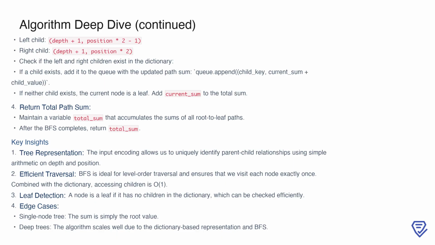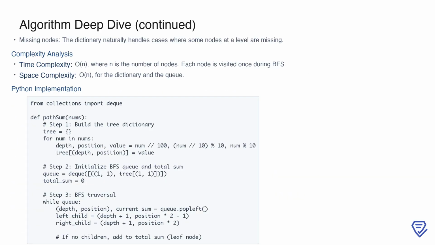This approach ensures that we only visit each node once, and we efficiently compute the total path sum by keeping track of the running totals. Once the BFS traversal is complete, we return the total sum of all root-to-leaf path sums. The algorithm is designed to handle edge cases effectively. For instance, if the tree contains only one node, the total sum is simply the value of that node. If some nodes are missing at certain levels, the dictionary inherently handles this by not including those nodes.